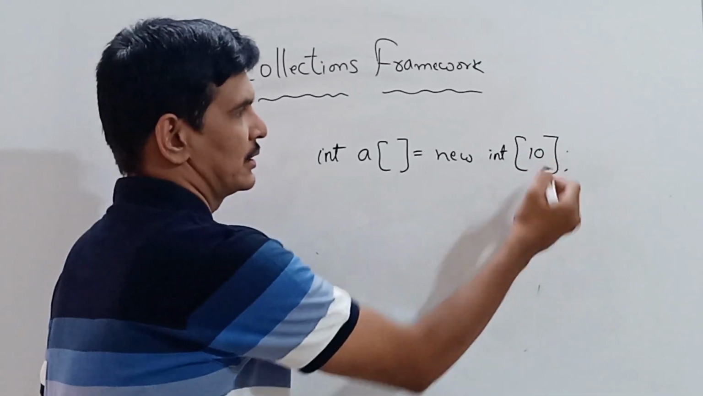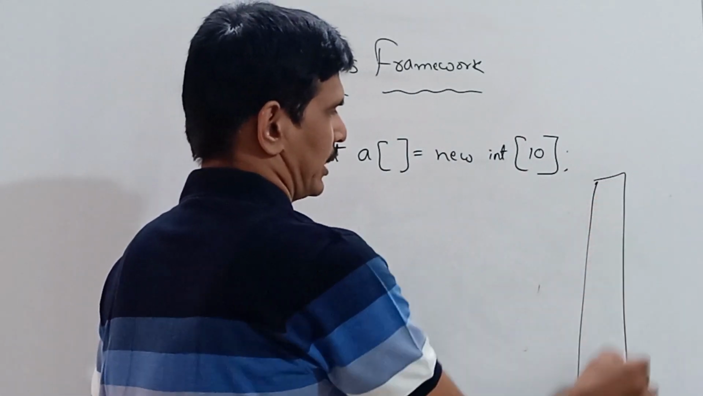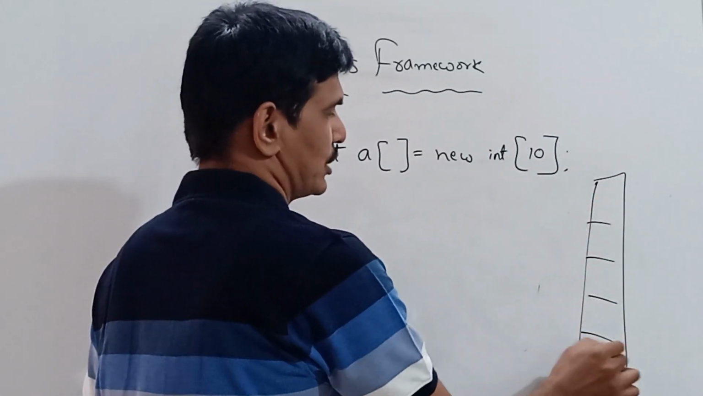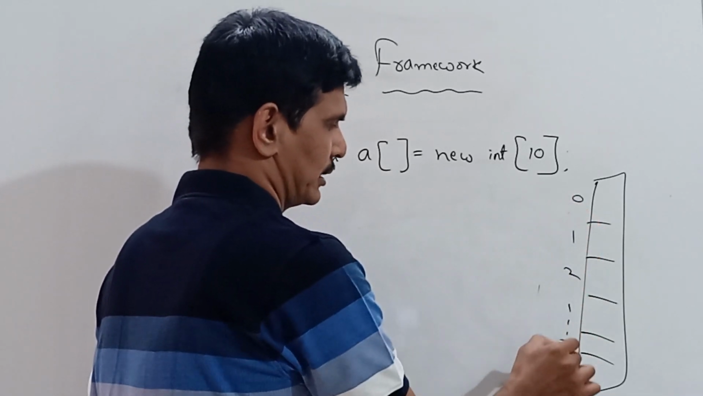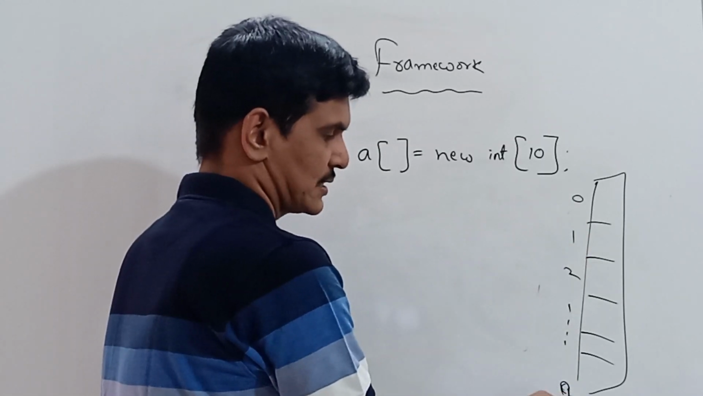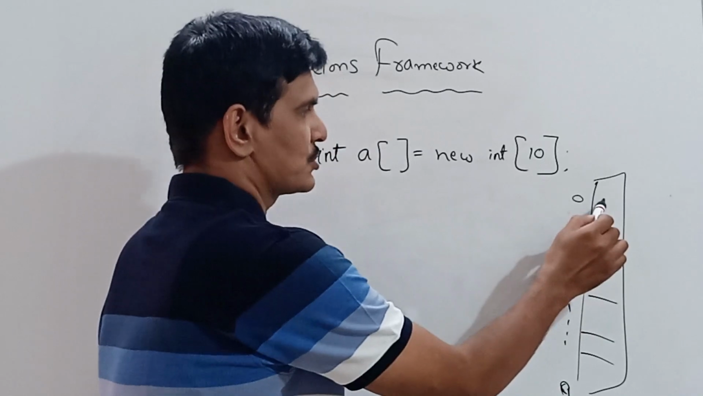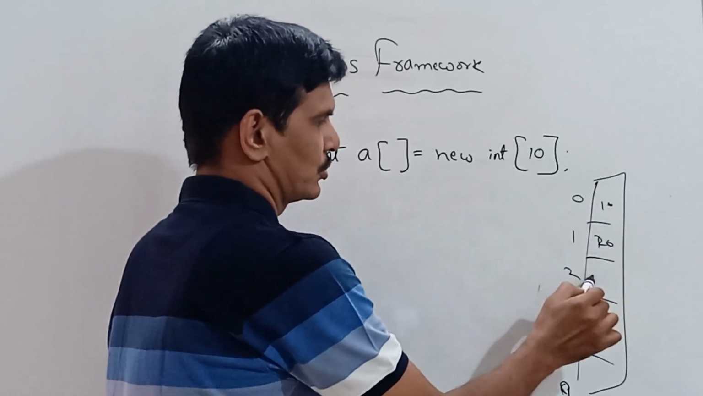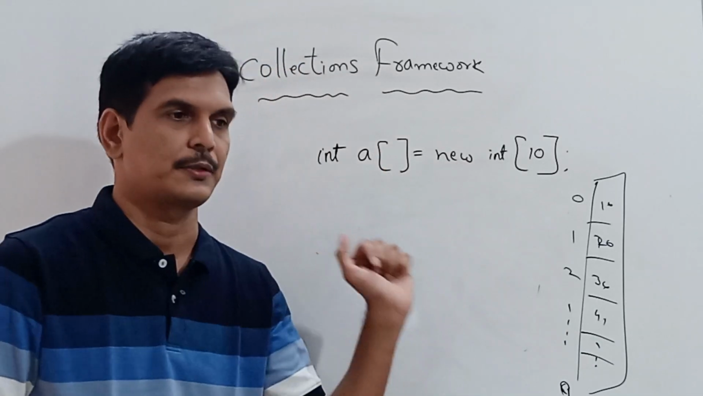When I say 10 here, it will create 10 different locations, and the array will be created like this, with 10 rows. The index will start from 0, so 0, 1, 2, and the last index will be 9, because the index starts from 0. So the last index will always be n minus 1. So it is 9 here. We can store different elements here, 10, 20, 30, 40, and so on. So this is the normal array concept.